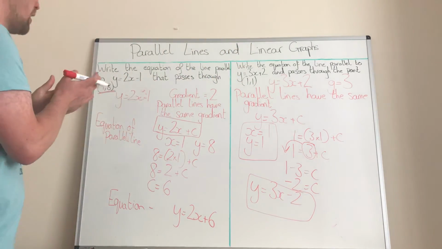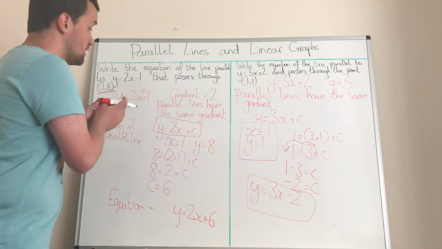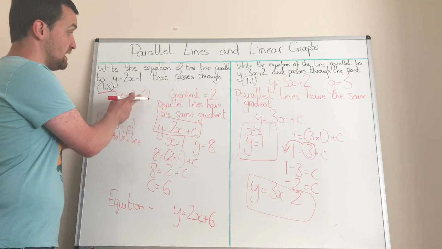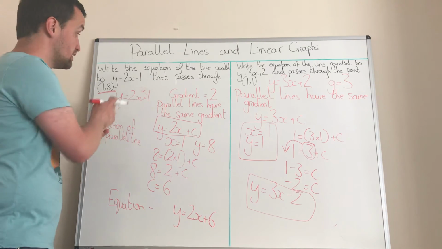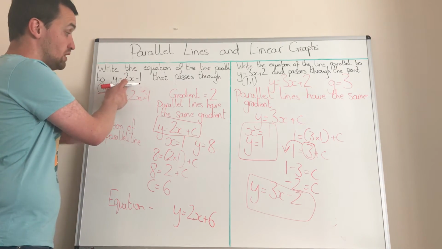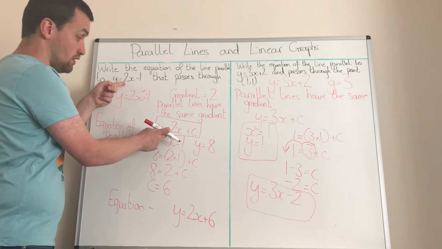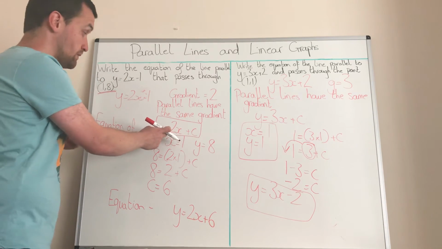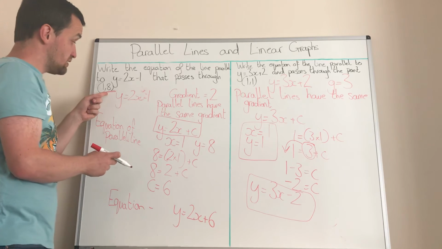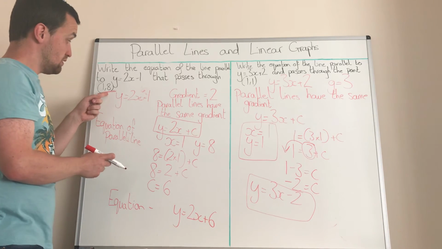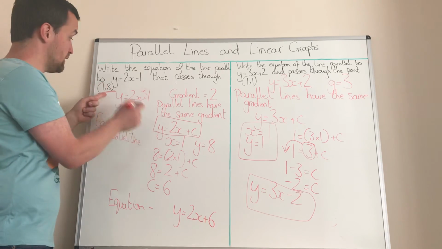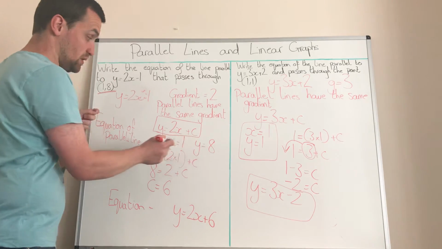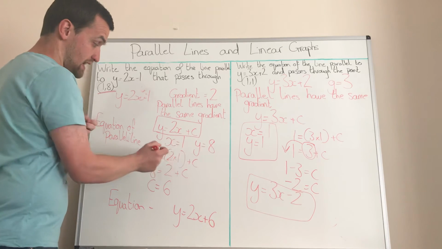Let's just make sure we know our method here. So we need to find our gradient. Our gradient, if the lines are parallel, will be the same as the line we started off with. So our line here, the gradient was 2. So on our parallel line, the gradient must be 2 as well. We then substitute the values given in the question, in the coordinate. So our coordinate there is 1, 8. X equals 1, y equals 8. We substitute those into the equation.